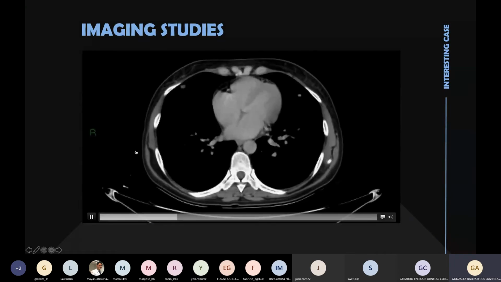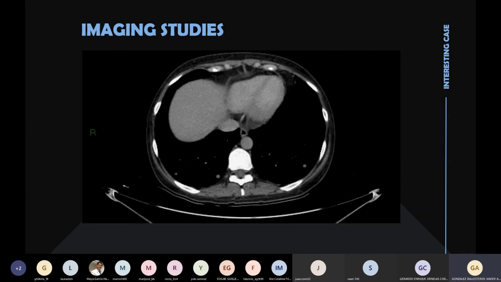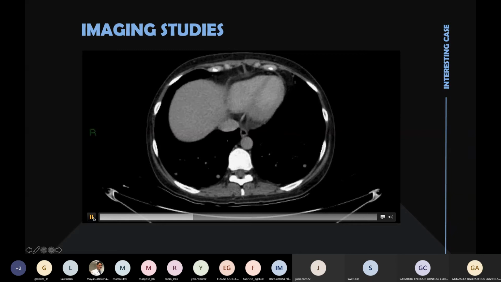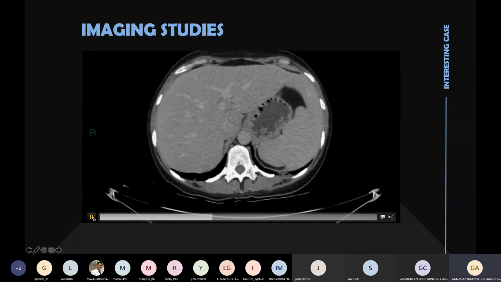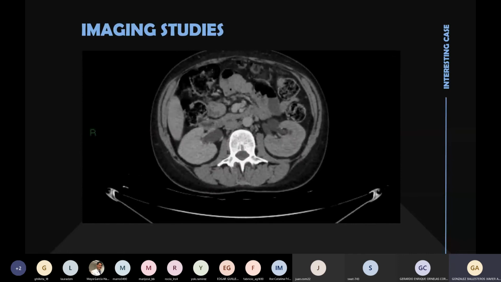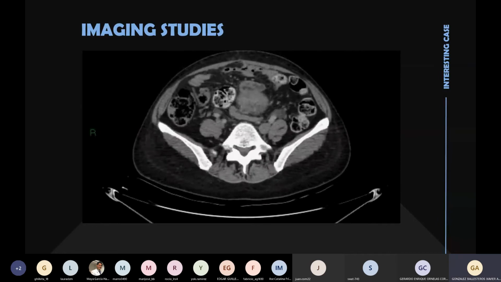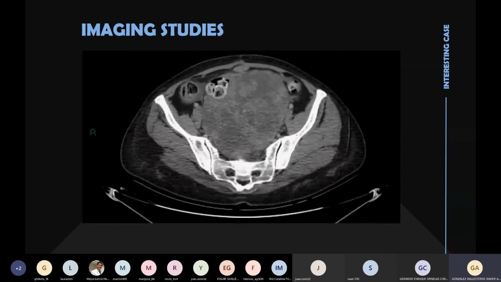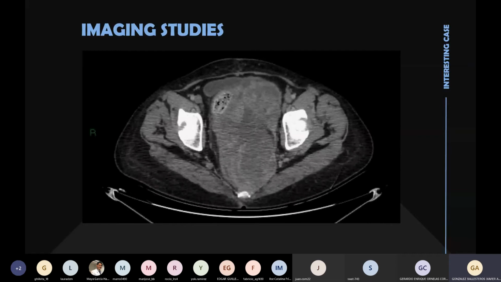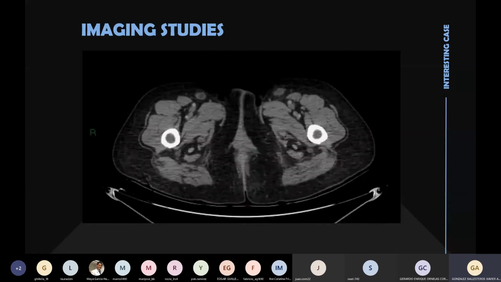As you can see right away, there are multiple pulmonary nodules with a soft tissue density, with diffuse distribution. There are no lesions in the liver. There's bilateral hydronephrosis and hydroureter. And there's a heterogeneous pelvic mass, lobulated, and it is enhancing but has some hypodense areas inside.